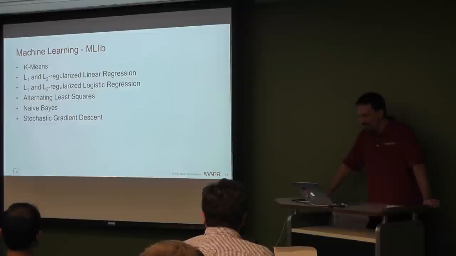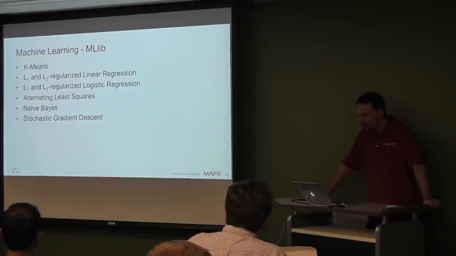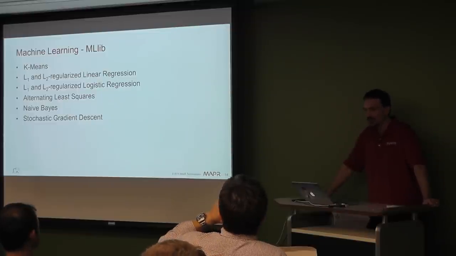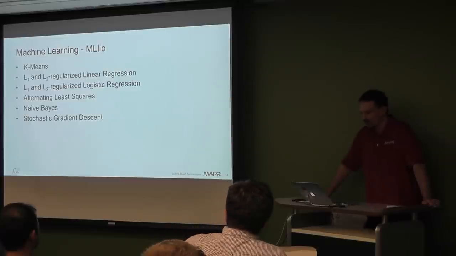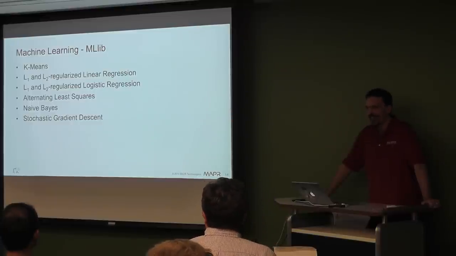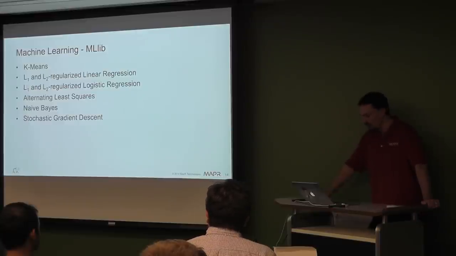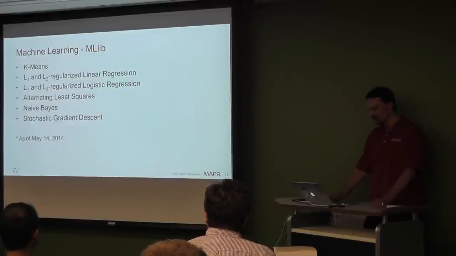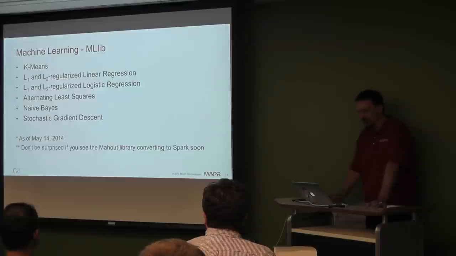The more well-known machine learning library that exists out there is Mahout. So Mahout works on Apache Hadoop, and the primary contributors to Mahout are starting to port those libraries over to Spark. So don't be too surprised if you see that happen rather soon. I can't put a timeline on it. I'm not a contributor to Mahout, but it's happening.